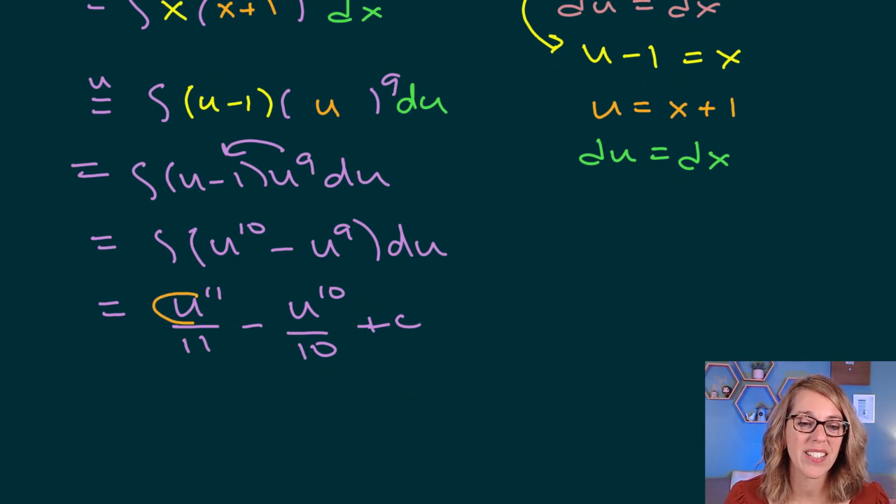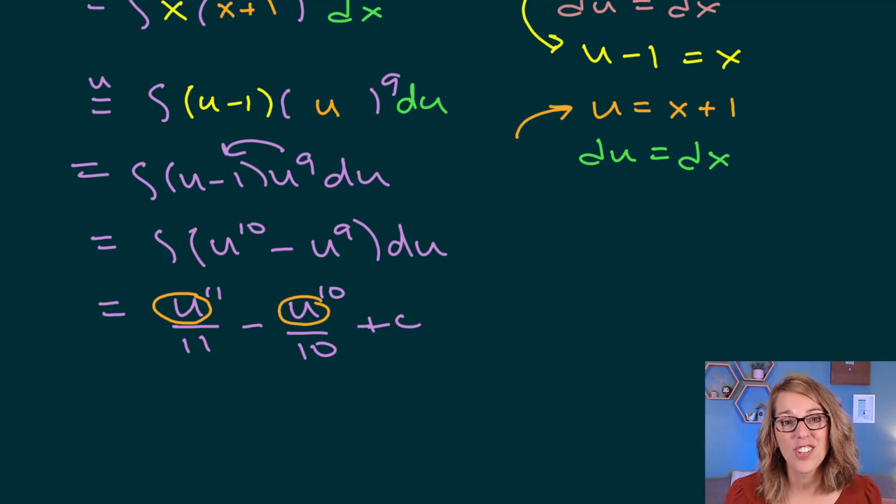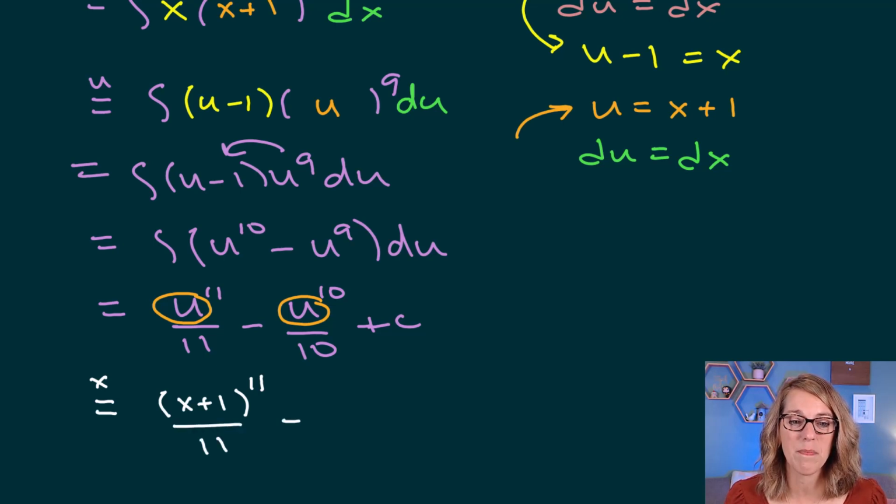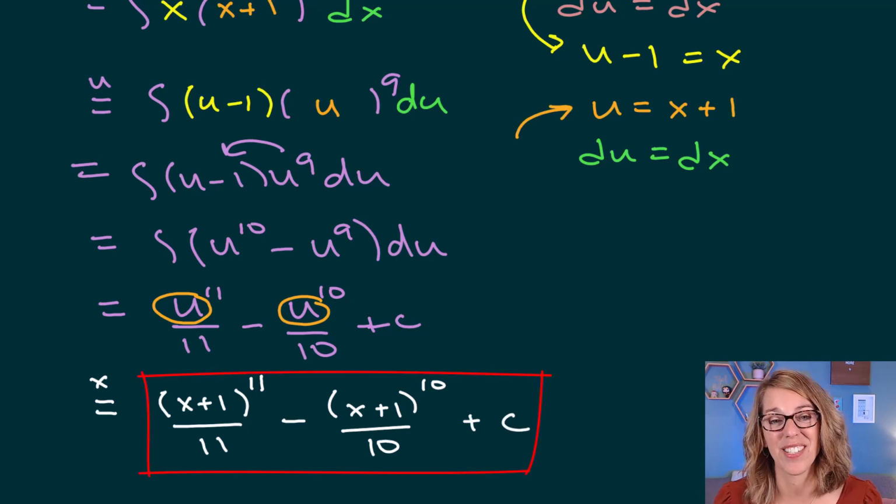To finish this off, I just need to go back in terms of x. So I need to replace this u and this u with my original definition for u. Doing that here in my last step, I'm going to end up with u to the 11th, but in terms of x, u is there in orange, x plus 1. This is divided by 11 minus u to the 10th divided by 10, but u is x plus 1, and then I've got my plus c there on the outside.